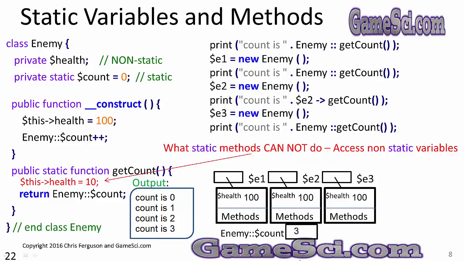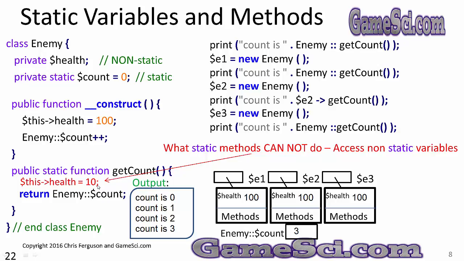Static methods. The beauty of a static method is it can run without an object. Way up here at the top of the line, we ran getCount before we ever built an object. That is a clear advantage to a static method. I'm allowed to run a static method before I build an object. But what a static method cannot do is access non-static variables. Over here in red, I put this object's health variable equals 10. It's in red because I can't do that.